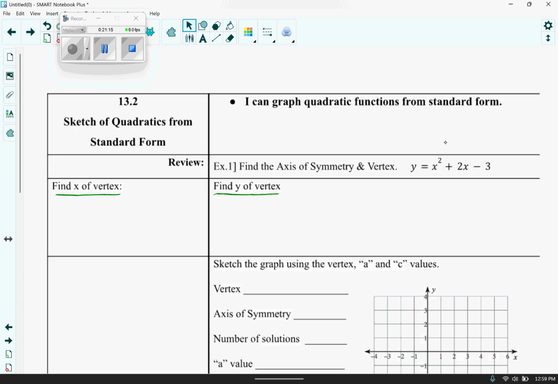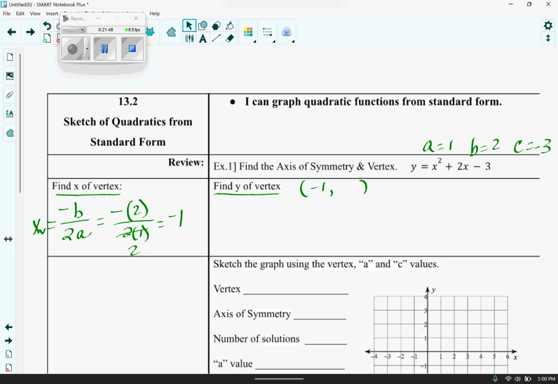Well, if I give you this equation, x of the vertex is negative b over 2 times a. X, and I put a little v there for vertex. So a here is 1, b here is 2, and c here is negative 3. So negative 2 over 2 times 1. Negative 2 divided by 2 equals negative 1. So the x value is negative 1.